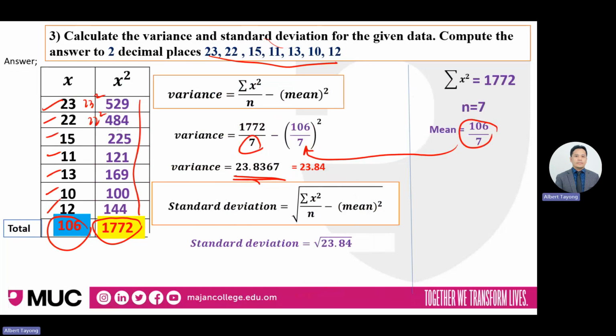The standard deviation will be 4.88, 2 decimal places.